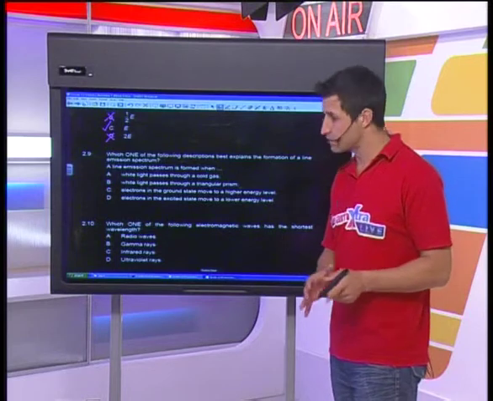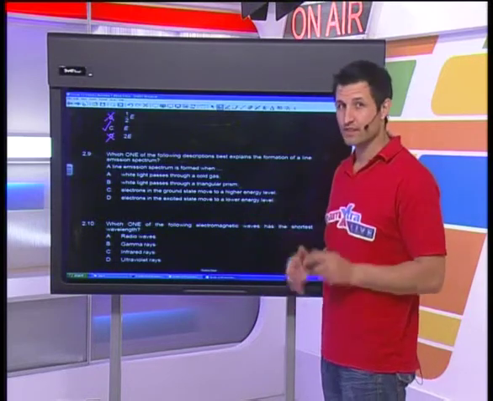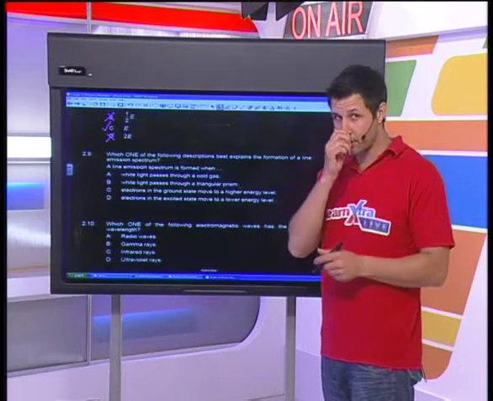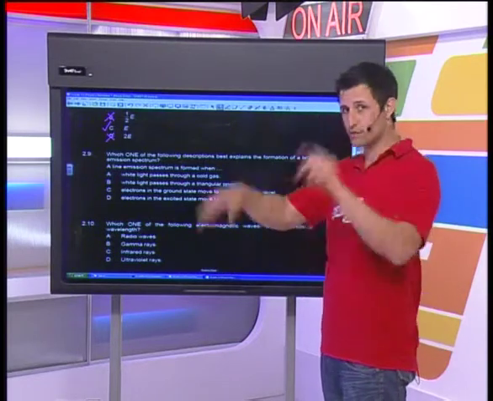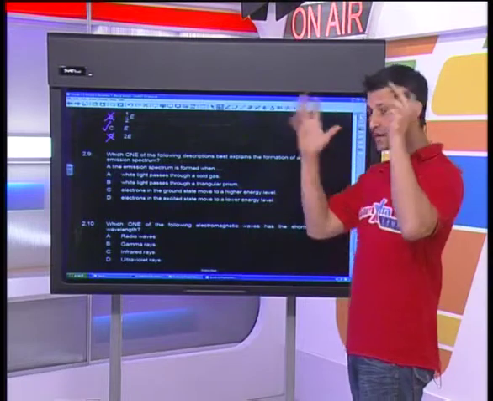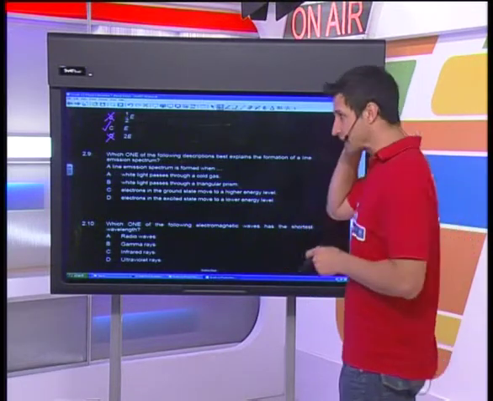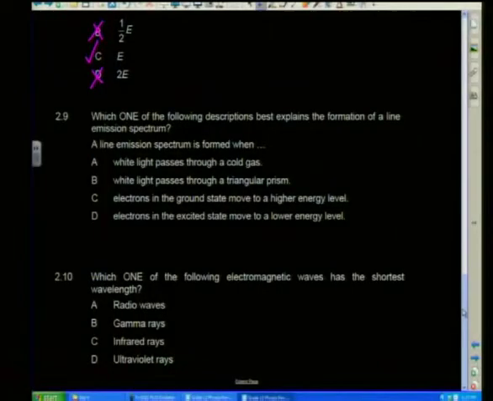Let's start taking a look at some of our wave stuff. Now, this stuff I particularly like. It's really, really interesting. It's physics which is relatively new. It's not 300 years old, invented by some dude with gray hair and long beard. Okay, this is really interesting stuff. Which one of the following descriptions best explains the formation of a line emission?